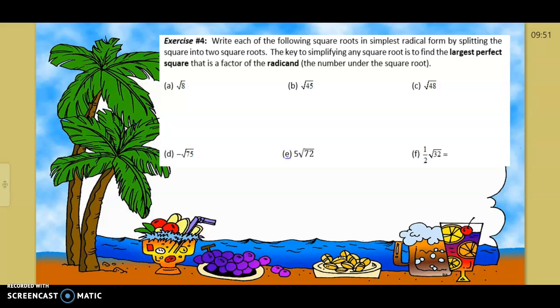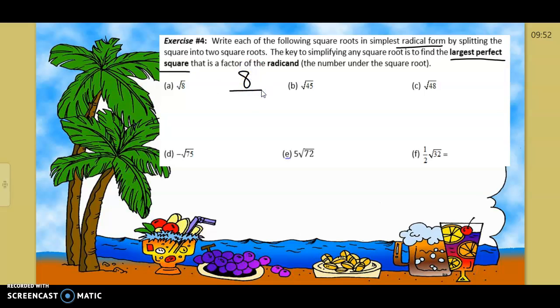see you guys. So for exercise number 4, we're going to write the following square roots in simplest radical form. Again, radicals are just another way to say square roots, by splitting them into 2 parts. And hopefully one of the numbers that we're going to split it up into is a perfect square. And we want to try to find the largest perfect square so that we can take the square root of that number. So let's start with something simple like 8.